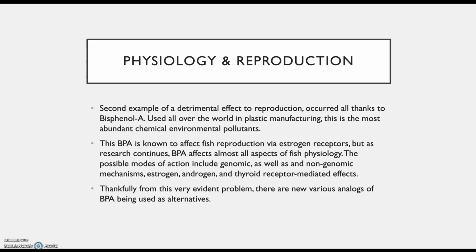Second example, this affects reproduction, occurred all thanks to Bisphenol A, which is used all over the world in plastic manufacturing. This is one of the most abundant chemical environmental pollutants. And this BPA is known to affect fish reproduction via estrogen receptors, but as research continues, BPA affects almost all aspects of fish physiology. The possible modes of action include genomic as well as non-genomic mechanisms, estrogen and androgen, and thyroid receptor mediated effects.